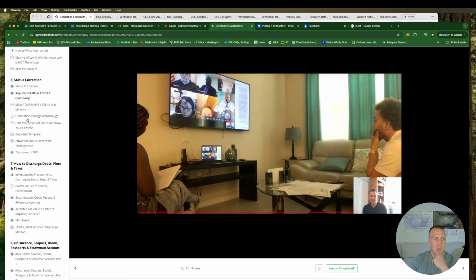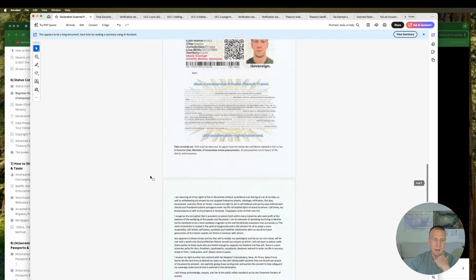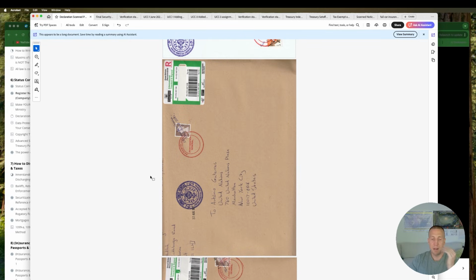So also go for the declaration package walkthrough, which introduces us to unlocking the power of the IDs, which in itself is one of the first mini status correction letters that I put together myself to send in after I got these IDs made up. I sent this to the Vatican and the United Nations, so more on an international level.